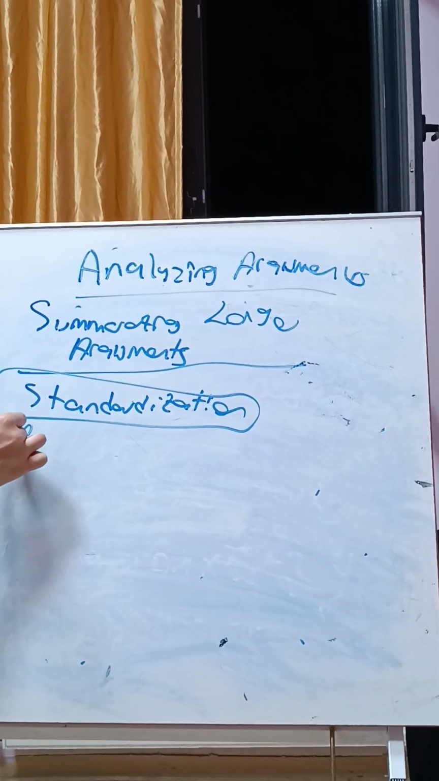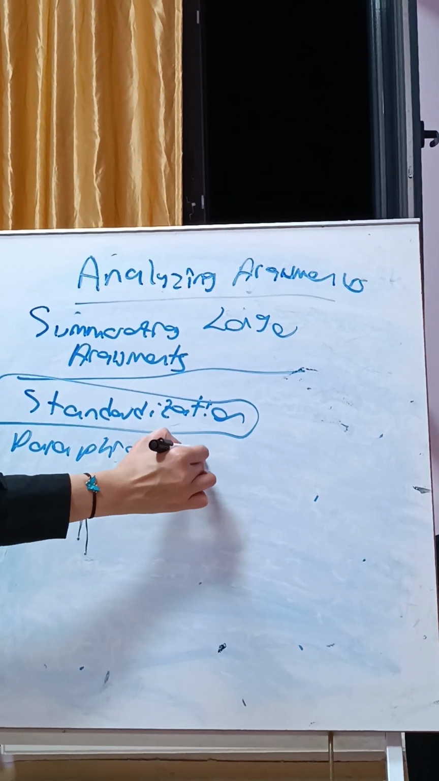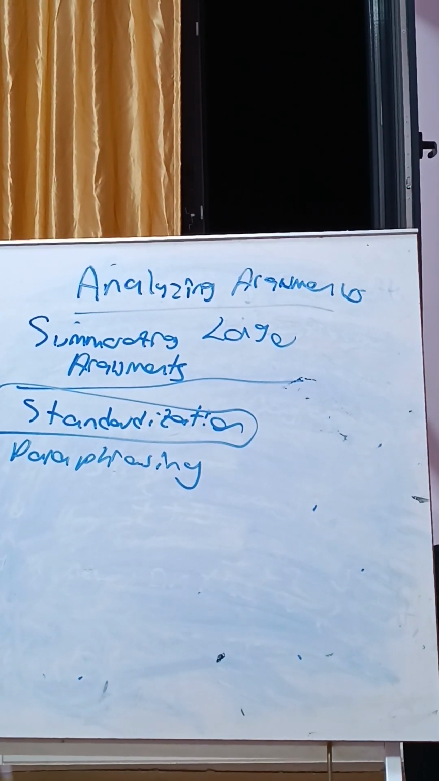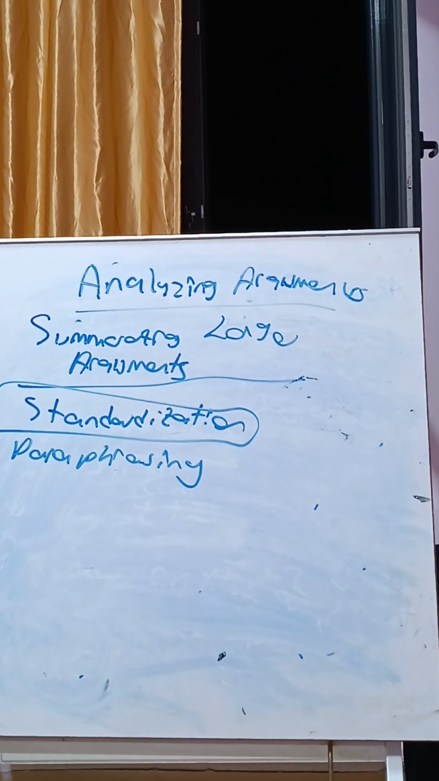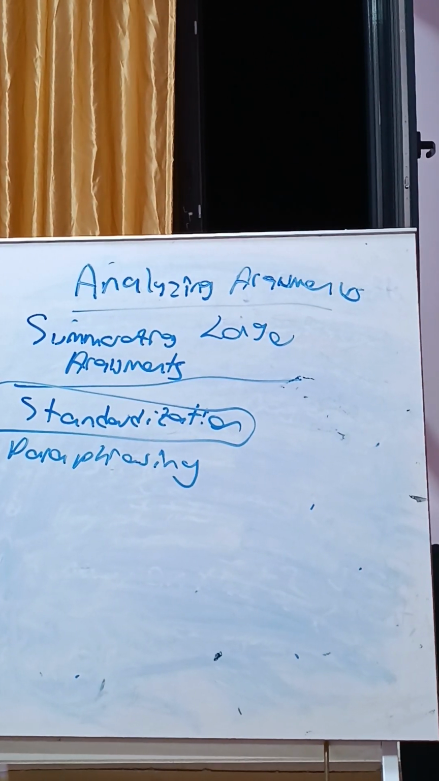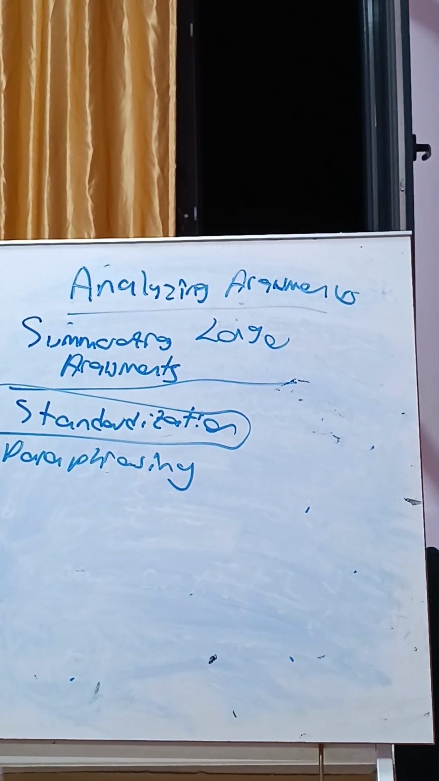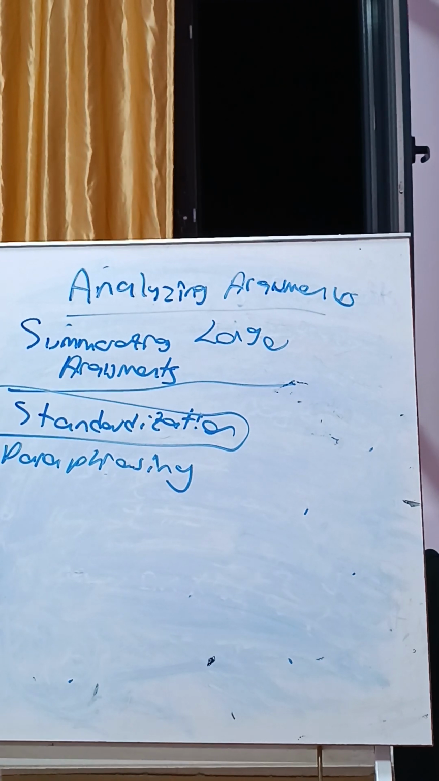Now let's look at paraphrasing. The purpose of an argument summary is to clarify the argument structure by restating its main points as briefly, clearly, and accurately as possible. A paraphrase is a detailed restatement of a passage using different words and phrases.